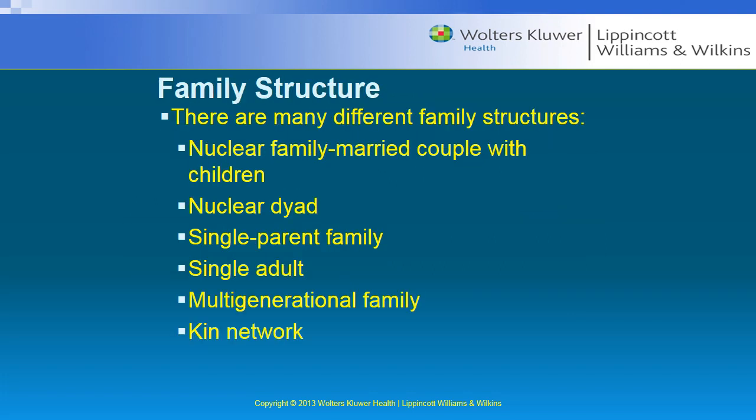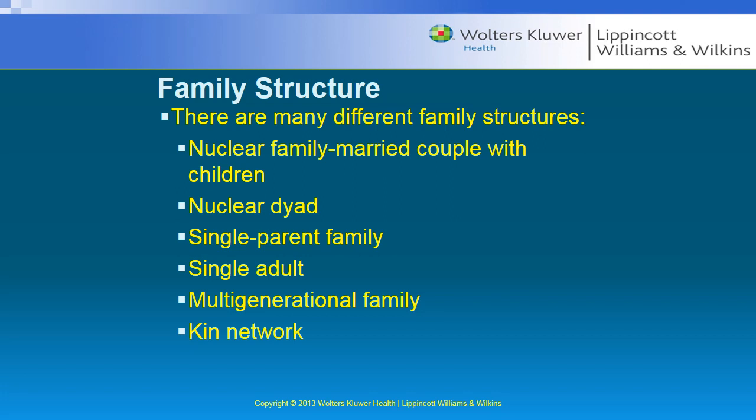There are many different family structures. One is the nuclear family. This generally is married couples with children, or it could be unmarried, heterosexual, or same-sex couples with children. Also the nuclear dyad, which would be a couple, married or unmarried, heterosexual, or same-sex.